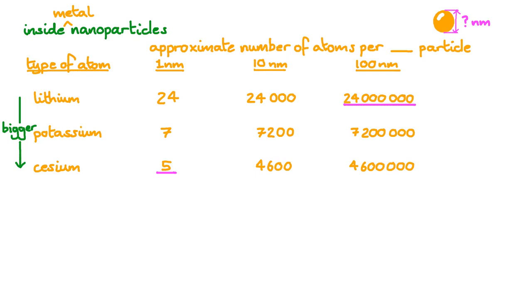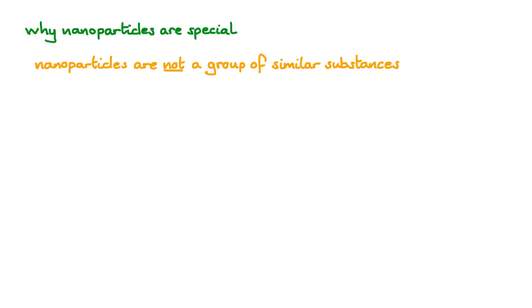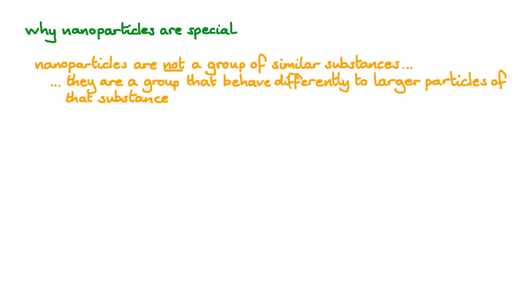Now we know what nanoparticles are and how to describe them, but why did we bother giving them a name in the first place? Often, when chemists give something a name, it's because of how it behaves, but nanoparticles are not a group of similar substances. Nanoparticles tend to behave differently to larger particles of the same substance. We expect substances like alkanes to exhibit similar chemical behavior.